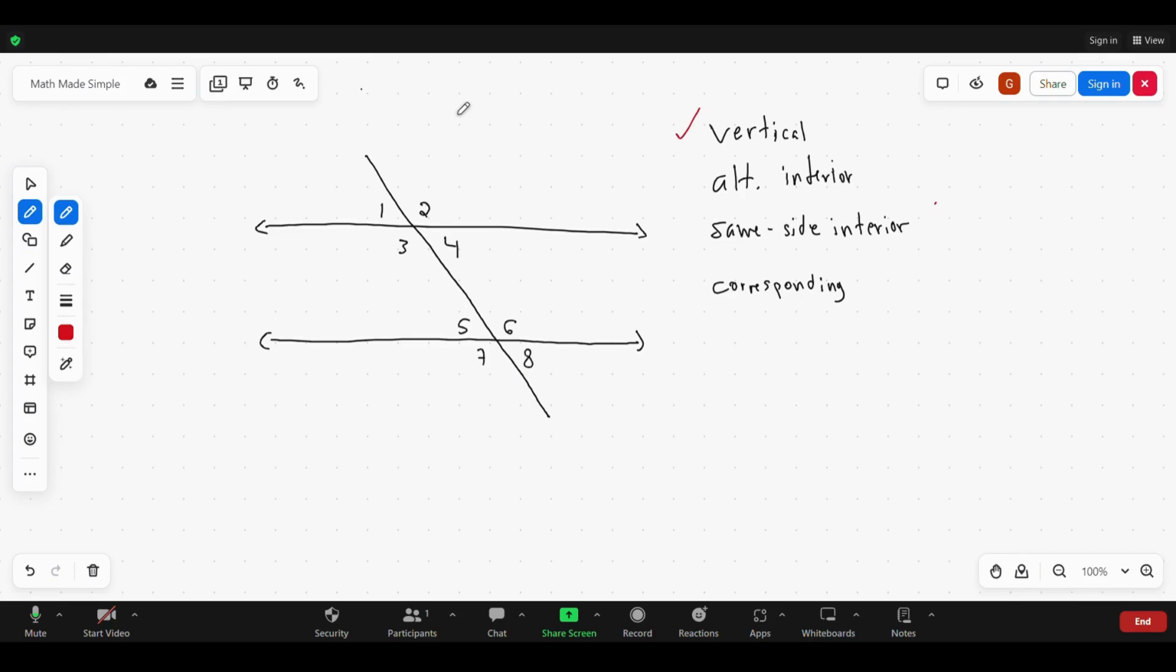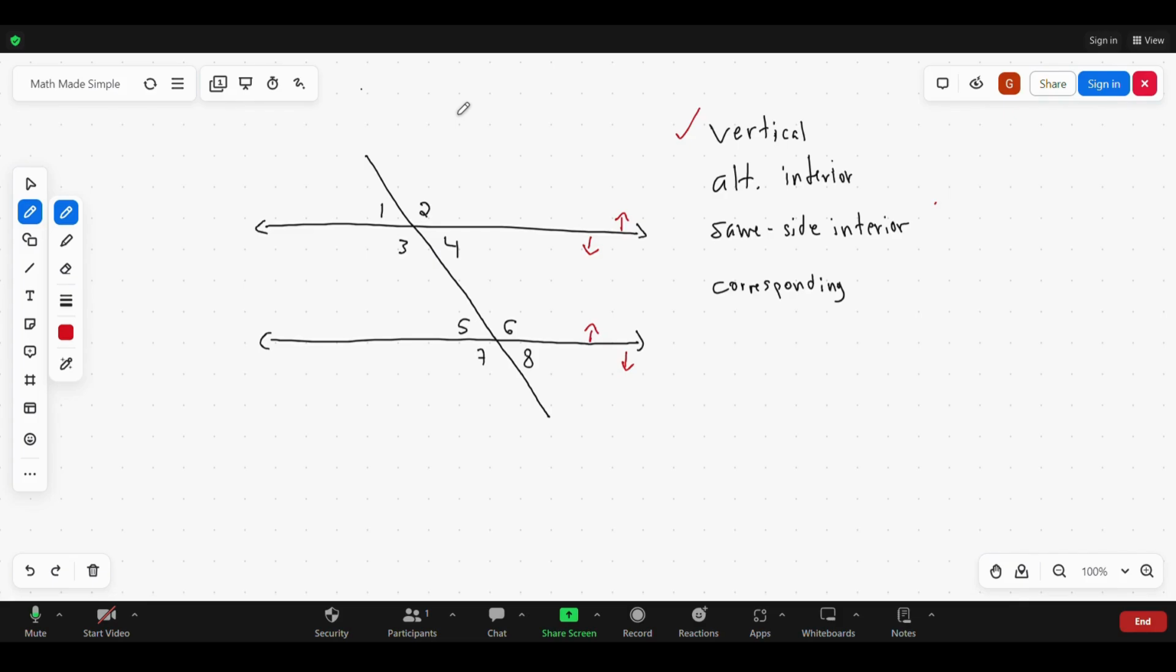Now alternate interior. When we talk about interior angles, we're talking about the inside of the parallel lines. So exterior would be on the outside, interior would be on the inside. So we're looking at this 3, 4, 5, 6. Those are our interior angles. There are alternate interior angles which cross over the transversal. So 3 and 6 are alternate interior. 4 and 5 are alternate interior.